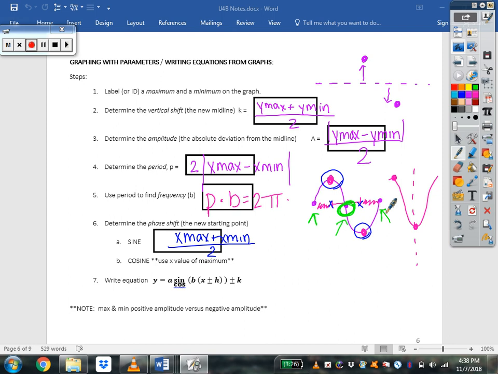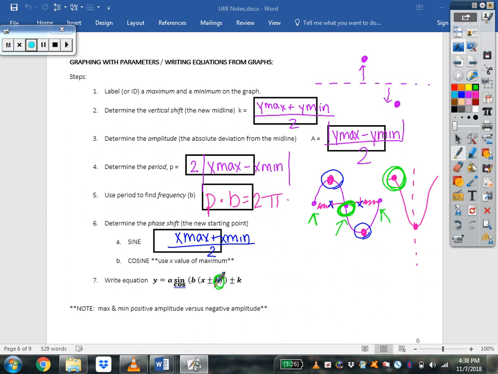For cosine, it's actually really convenient. You just take the x value of your maximum, because if you think about it, remember over here, you always start a cosine graph at a maximum. Well, if you already have the coordinate of your maximum, then you're just going to shift it over to that x value. And then your last step is to bring it all together and write your equations. Obviously, these two equations are going to be very similar. All it's going to change is your h value because your shift will be different.